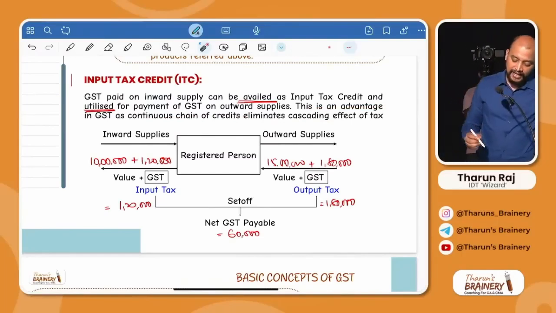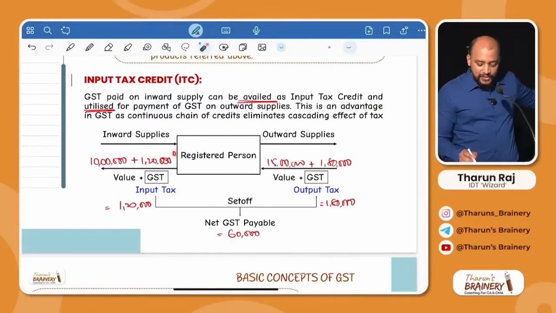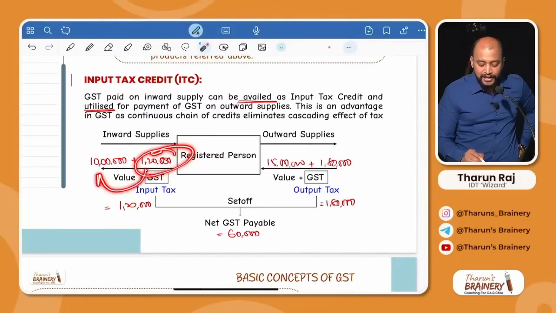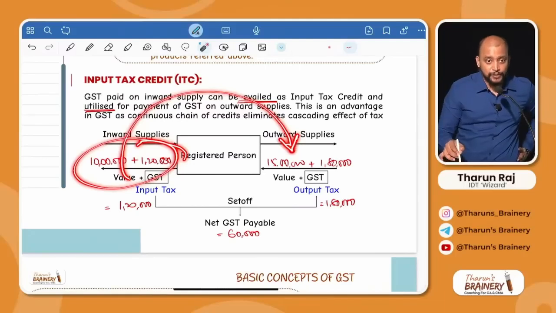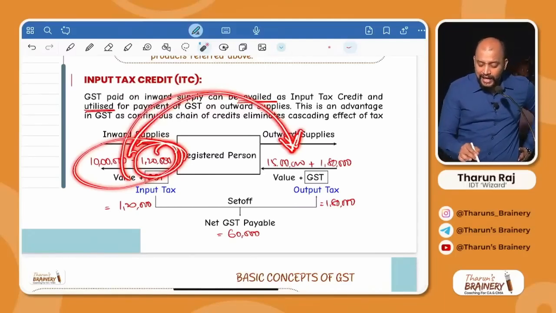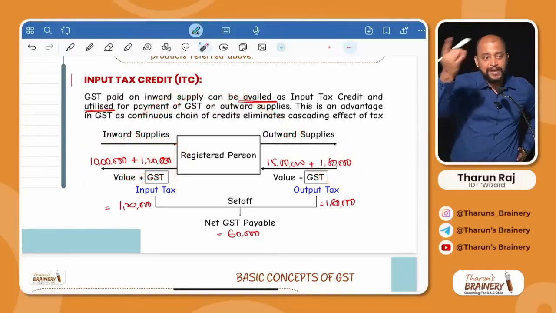Now carefully listen. If this 1,20,000 is not available as ITC, what would we have done? We would have added it to the cost of purchase, correct? When we added it to the cost of purchase, thereafter it will come into sales also. Means when it comes into the sales, on this 1,20,000, again on sales also we are paying GST.